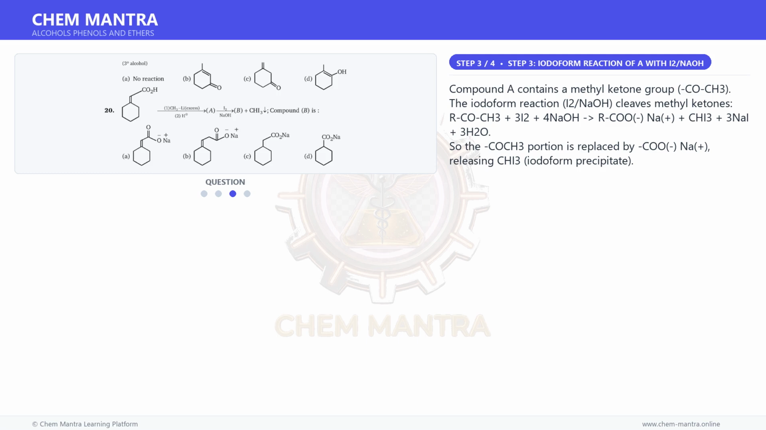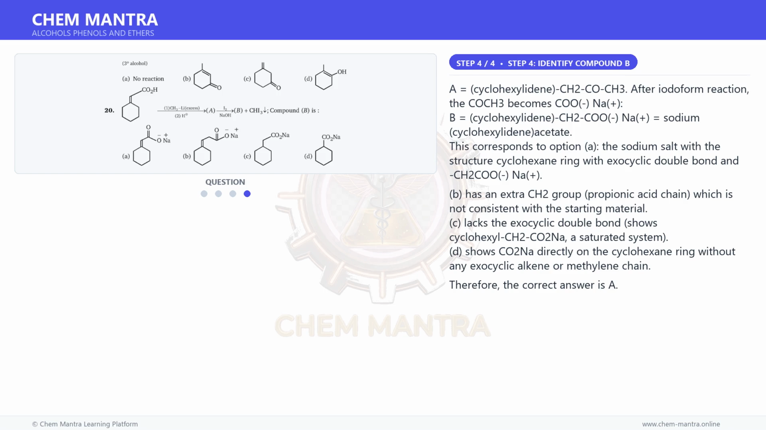Compound A contains a methyl ketone group, CO-CH3. The iodoform reaction, I2/NaOH, cleaves methyl ketones: R-CO-CH3 + 3I2 + 4NaOH gives R-CO2Na + CHI3 + 3NaI + 3H2O. So the CH3 portion is replaced by CO2-Na+, releasing CHI3, the iodoform precipitate.